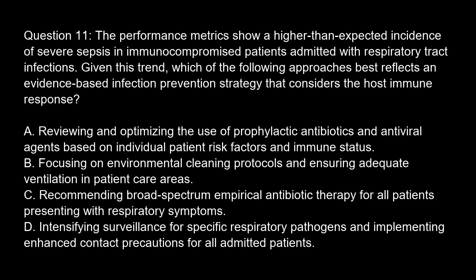Question 11. The performance metrics show a higher than expected incidence of severe sepsis in immunocompromised patients admitted with respiratory tract infections. Given this trend, which of the following approaches best reflects an evidence-based infection prevention strategy that considers the host immune response? Option A. Reviewing and optimizing the use of prophylactic antibiotics and antiviral agents based on individual patient risk factors and immune status.